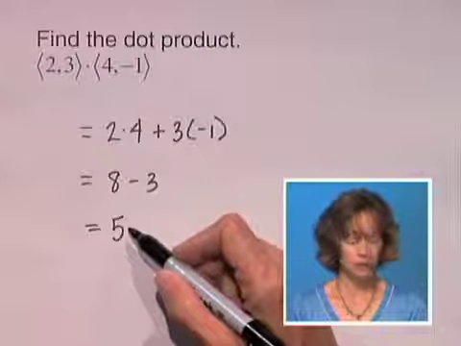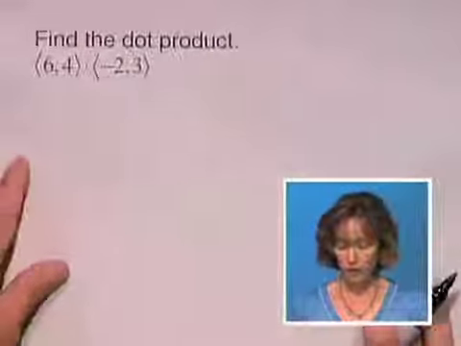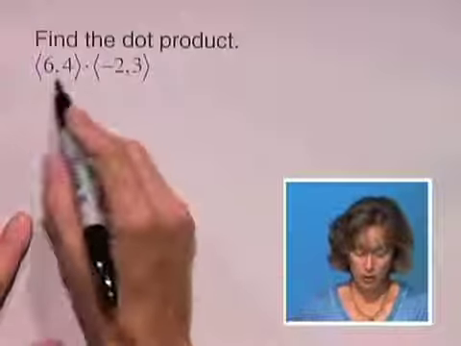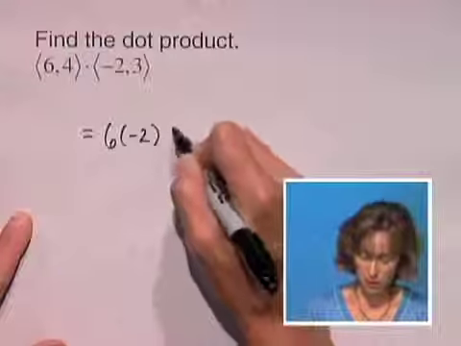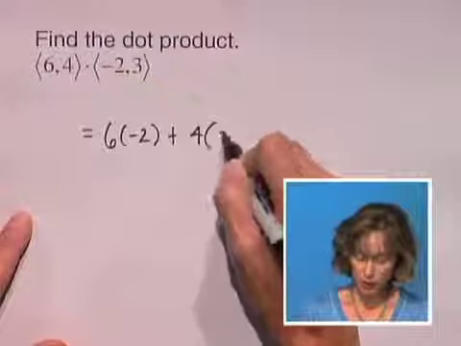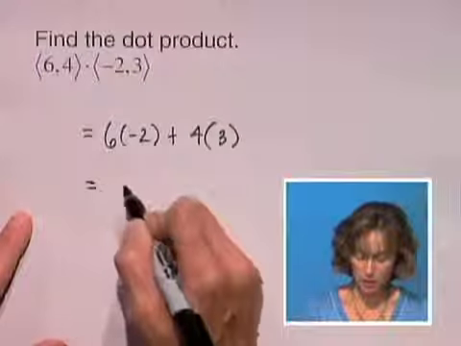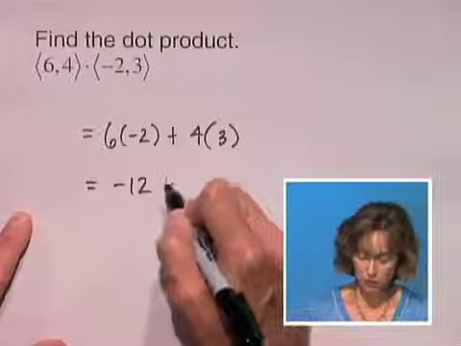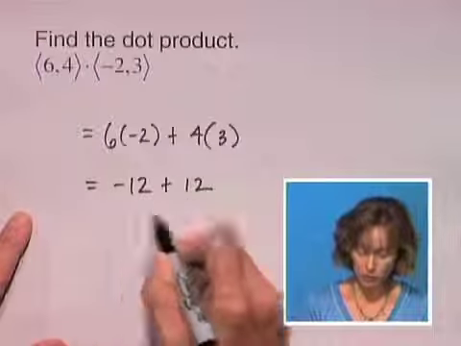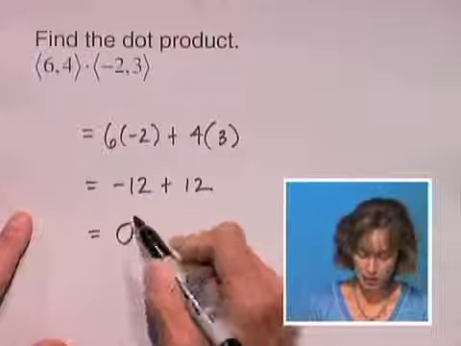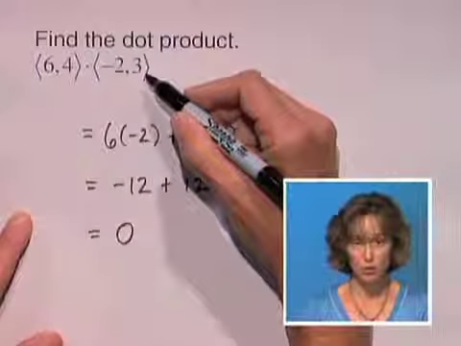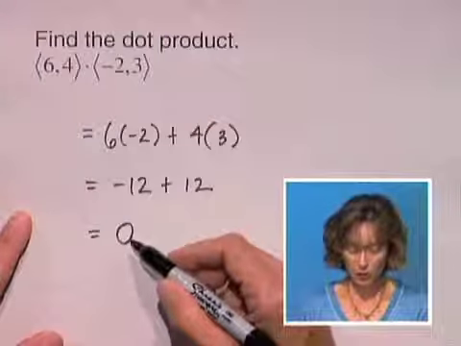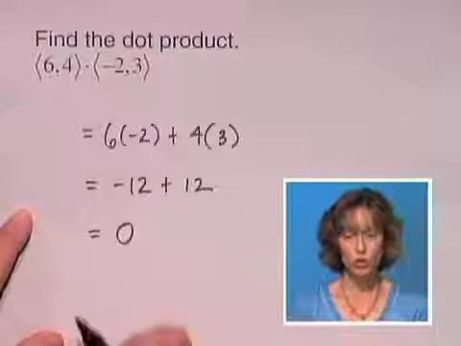Let's try another. Let's find this dot product. To find this dot product, we're going to take 6 times negative 2 plus 4 times 3. Simplifying, that's negative 12 plus 12. Summing those, I get 0. The number 0 is the dot product of these vectors. You'll find when you work with angles that that means these two vectors are perpendicular to each other.